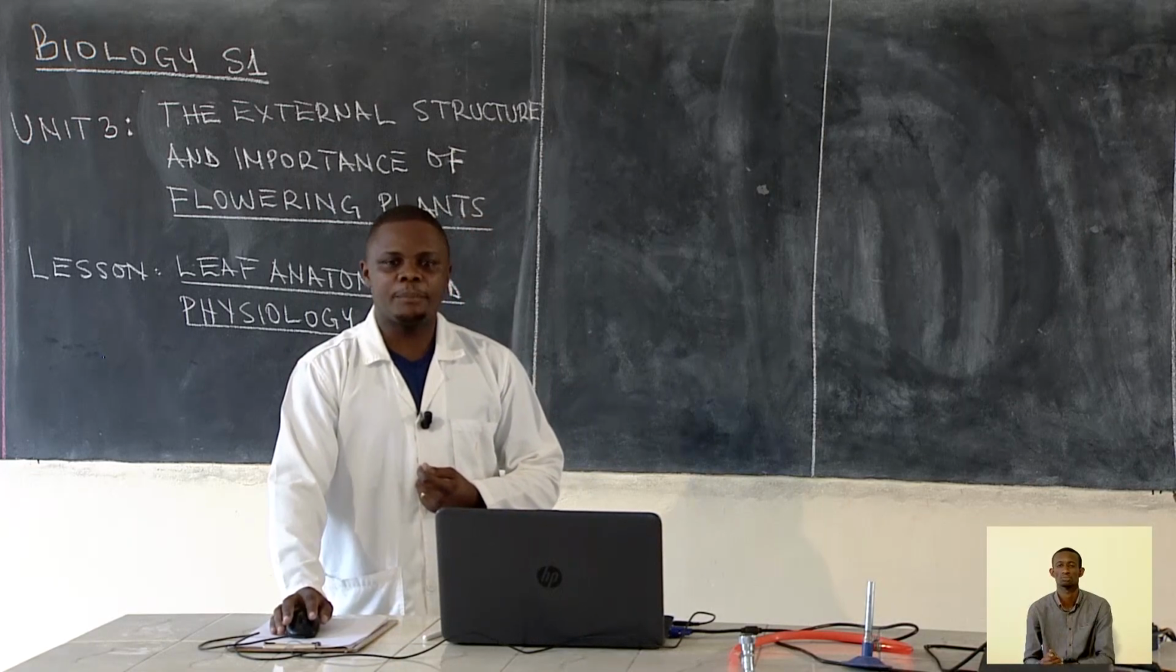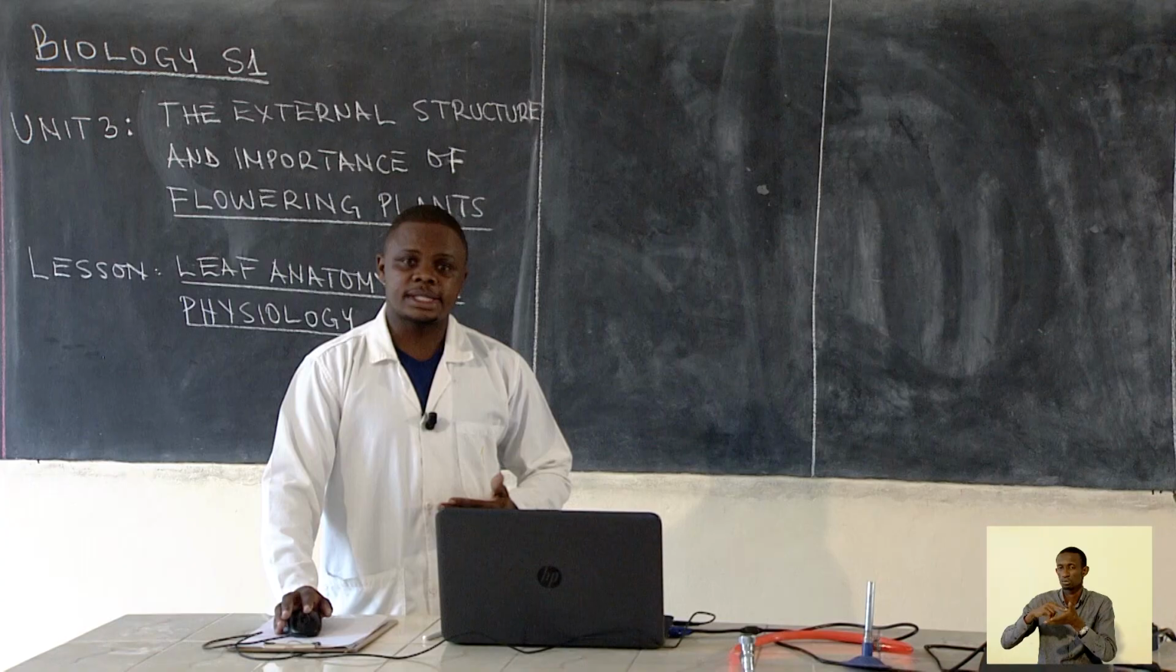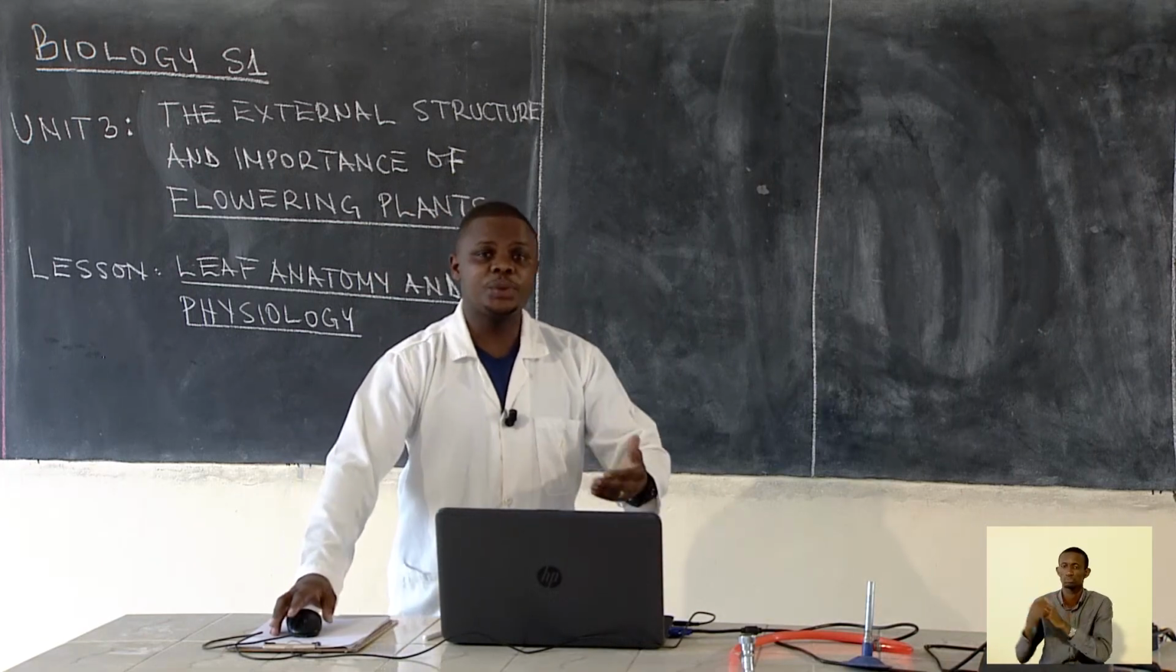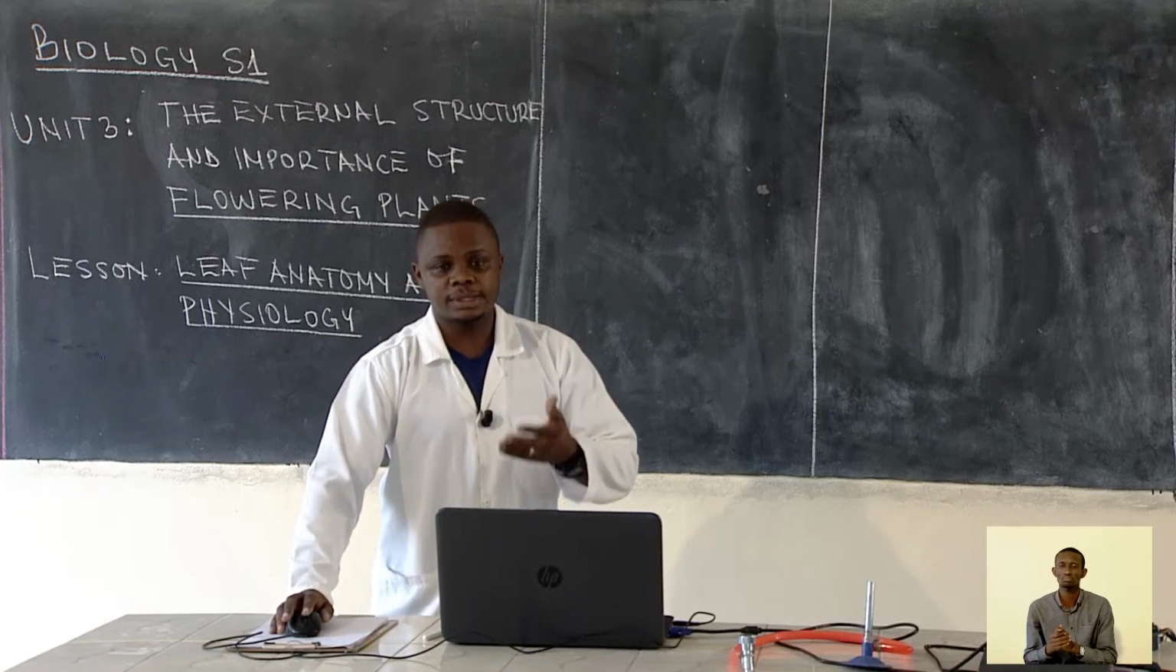Then, as you can see from palisade mesophyll cells, we also have what we call spongy mesophyll cells. These spongy mesophyll cells, as you can see, are spherical shaped, and this is very important because they provide enough space for gaseous exchange. And when you see these spongy mesophyll cells, they have few chloroplasts, which means they still do photosynthesis, even though the photosynthesis they do is less than photosynthesis done by palisade mesophyll cells.